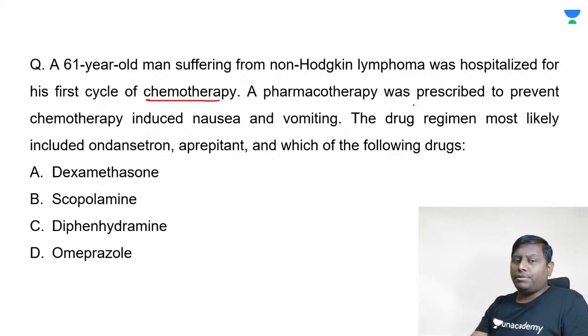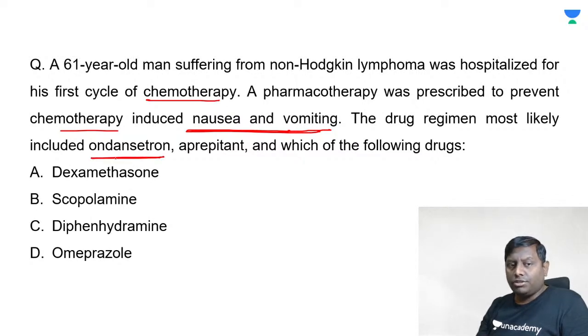A pharmacotherapy was prescribed to prevent the chemo-induced nausea and vomiting. So for chemo-induced nausea and vomiting, he has been given a group of drugs. The drug regimen most likely included ondansetron. Can it include? Yes, it is a 5-HT3 antagonist. It is definitely used. Aprepitant, substance P, or NK1 antagonist, can it be used? Of course. And which of the following?